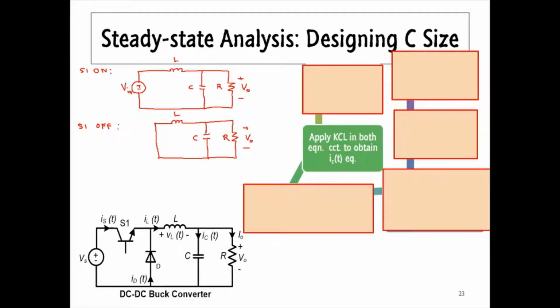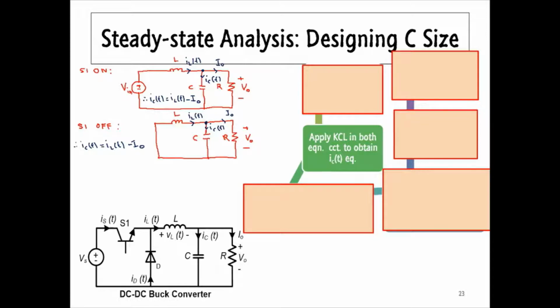Next, we need to apply KCL in both circuits to obtain the equation of the instantaneous capacitor current. As we can see, in both conditions, the capacitor current is equal to the instantaneous inductor current minus the output current.